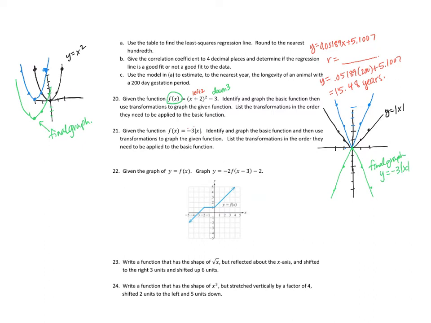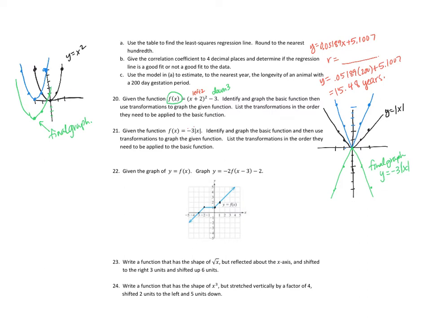Next one says, given the graph of f, I want to graph negative 2 f of x minus 3 minus 2. Okay, so I think probably the easiest thing to do first is to multiply all these points by 2. So let's identify some important points here on my graph. So maybe this point, and that point, and that point, and that point.